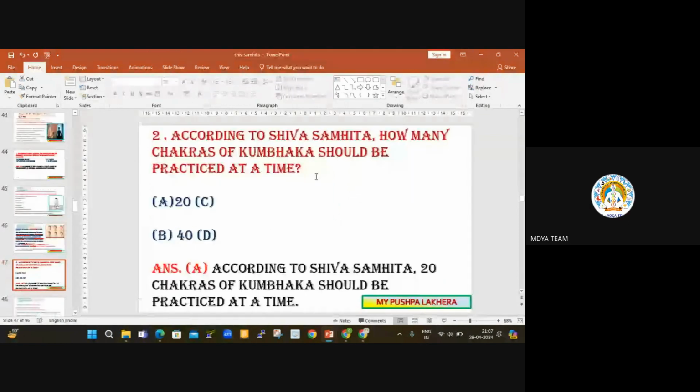According to the Shiva Samhita, how many rounds does one need to do of kumbhak at a time? Okay, in one time, how many rounds of kumbhaka does one need to practice according to the Shiva Samhita? What are the options? That is 20, 40, 60 and 80. What is the answer? 20.